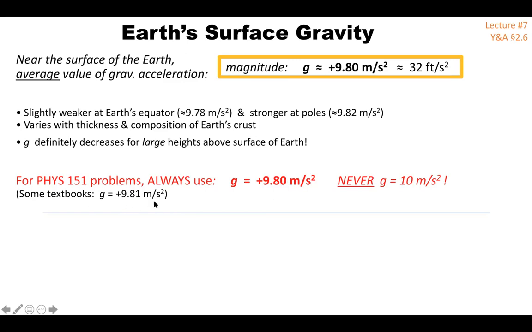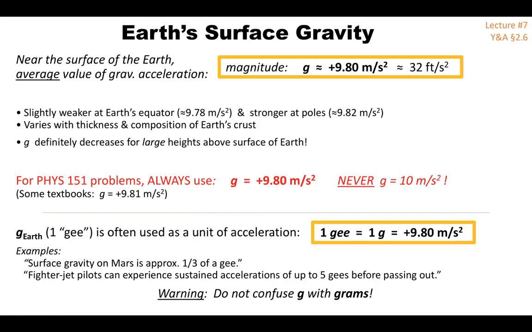Many textbooks use 9.81 instead. Our textbook uses 9.80, and 9.80 is probably a little more common. If you were to use 9.81, you'd probably still get the same answers to within our significant figures, usually.